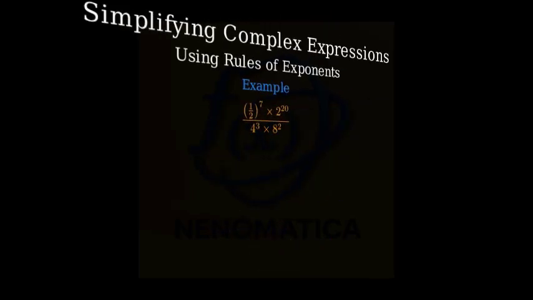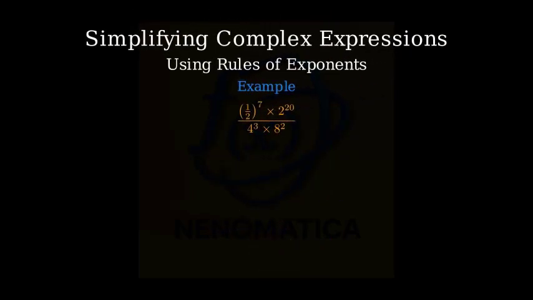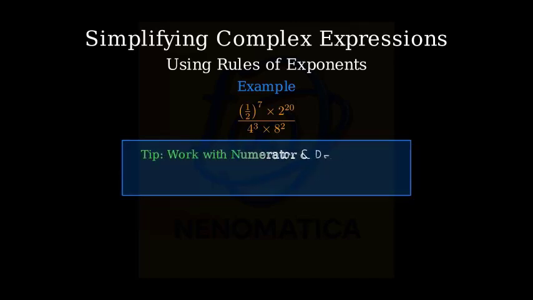We need to simplify the expression 1/2 to the power of 7 times 2 to the power of 20 divided by 4 cubed times 8 squared. Let's begin by focusing on the numerator and denominator separately. In the numerator, we have 1/2 to the power of 7 times 2 to the power of 20. In the denominator, we have 4 cubed times 8 squared.